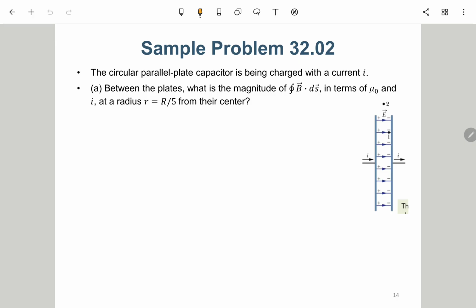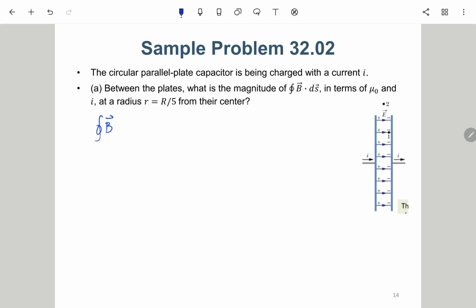Okay, so here is another sample problem, so that we can practice the displacement current. It says a circular parallel-plate capacitor is being charged with a current I. Between the plates, what is the magnitude of the integral of B dot ds in terms of mu 0 I at the radius r?